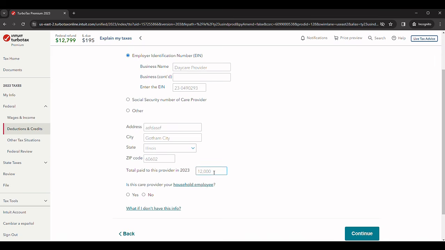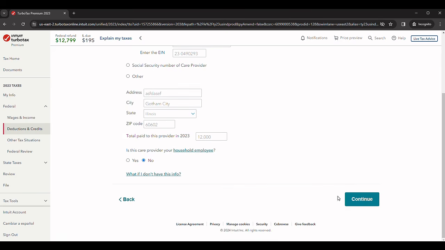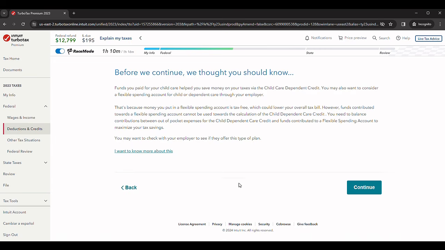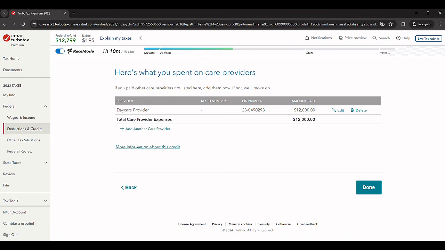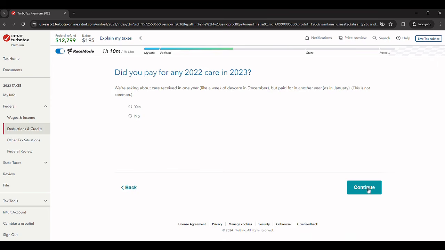Okay, because it could have come from multiple providers. Let's just say we just had this one provider, and it's $12,000. Is this care provider your household employee? No. Like a nanny? No. Okay, we're just going to continue. Okay, done.